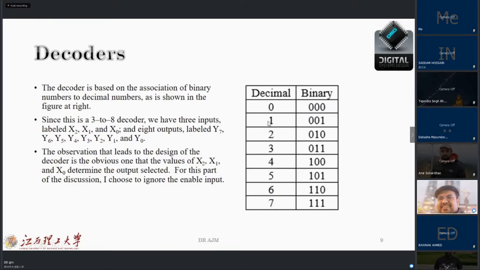In a 3 to 8 decoder, we have 3 inputs labeled X2, X1, and X0, and 8 outputs labeled Y0 to Y7. The observation that leads to the design of the decoder is the obvious one: the values of X2 to X0 determine the output selection. For this part of the discussion, we will ignore the enable input.